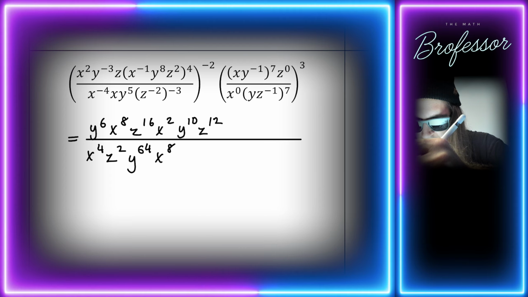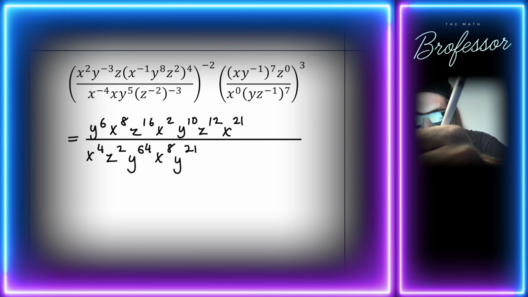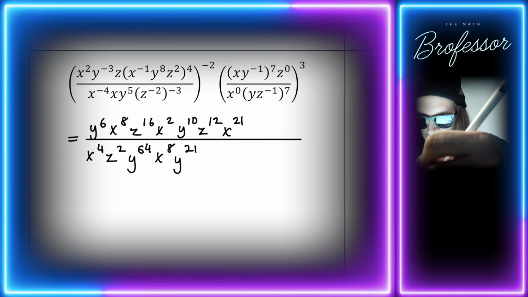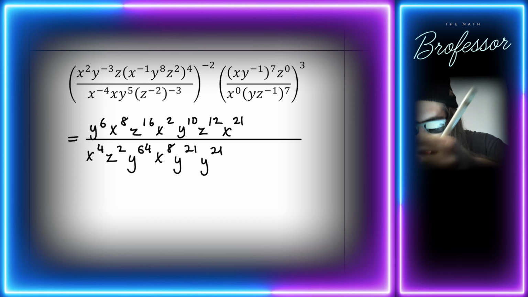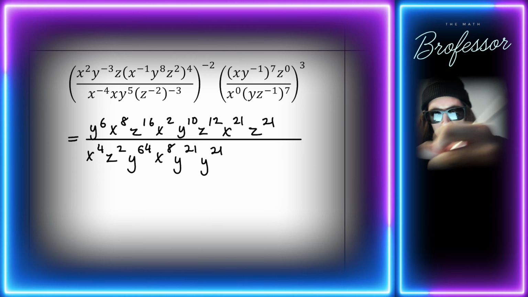Goodness. Kind of regret writing this problem. Let's see. X 7, 21. I mean, this right here, z to the 0, that's gone. X to the 0 down here, that's gone. Y 7, Y 21. Z negative 7, Z positive 21. All right, let's see.